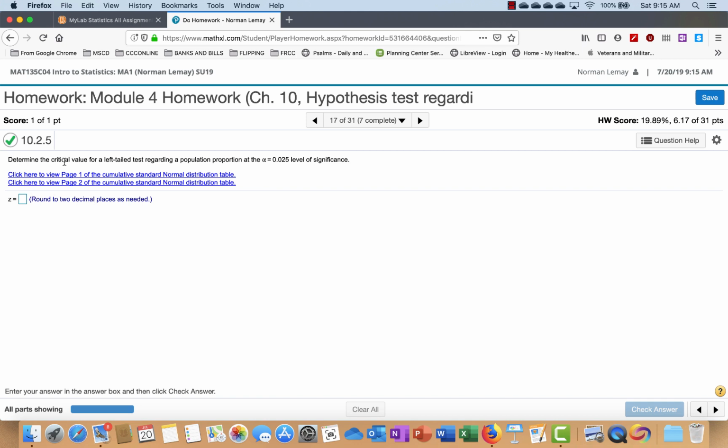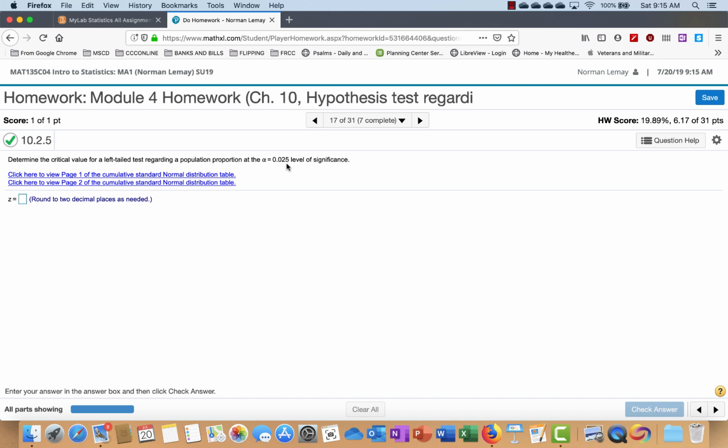Here we're asked to determine a critical value for a left-tailed test regarding a population proportion where alpha is equal to 0.025. Now, this is really nothing more than a hidden chapter 6 or chapter 7 question on the normal distribution. So let's do a quick retrieval, and you may want to take some time and review finding z-scores. This is nothing more than finding a z-score given an upper-tailed, lower-tailed, or two-tailed area. This was an exercise you did back in chapter 7 with the normal distribution.